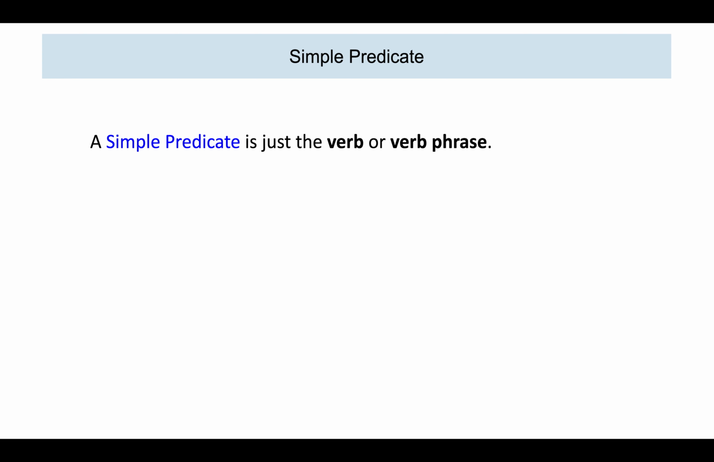Now, we have different kinds of predicate. Simple predicate. So, a simple predicate is just the verb, or it can also be a verb phrase. Let's take an example. Tony sings. Now, this is very simple, a very short sentence. The subject is Tony and the verb is sings. So, in this case, the predicate is just one word, sings.